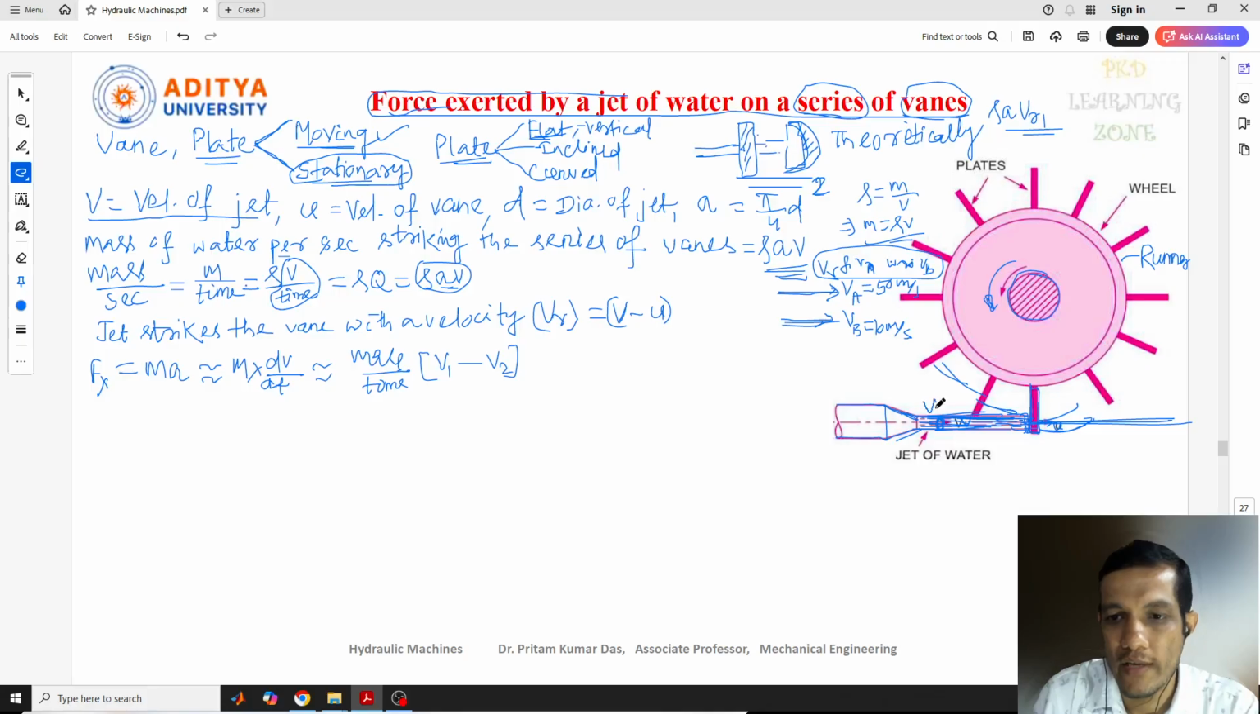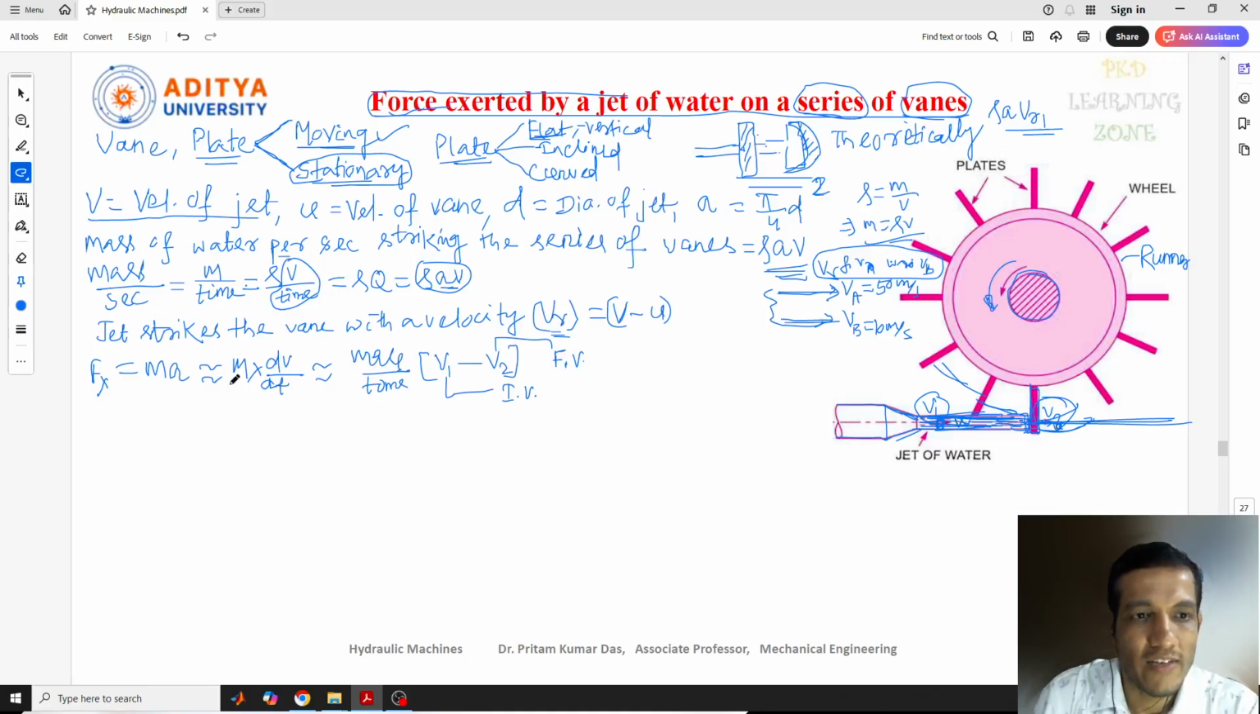If suppose v1 here, then what about the v2? V2 is the final velocity. So initial velocity we need to consider, that is the relative velocity. As I told you, we need to consider the jet strikes the vane with a velocity, that is called relative velocity. Okay, that we need to consider. And what about the v2? V2 is the final velocity. So this is initial velocity, and this one is actually final velocity. Okay, these two are there.